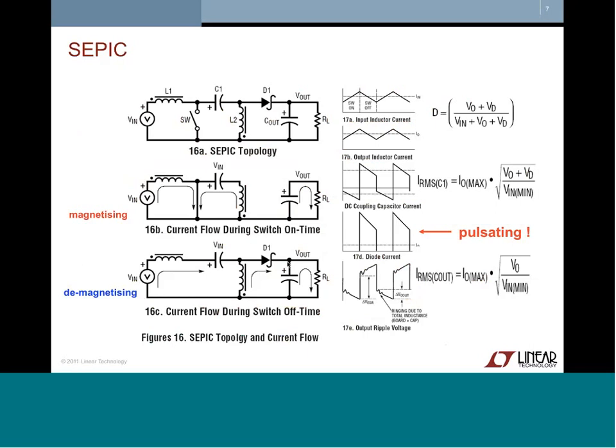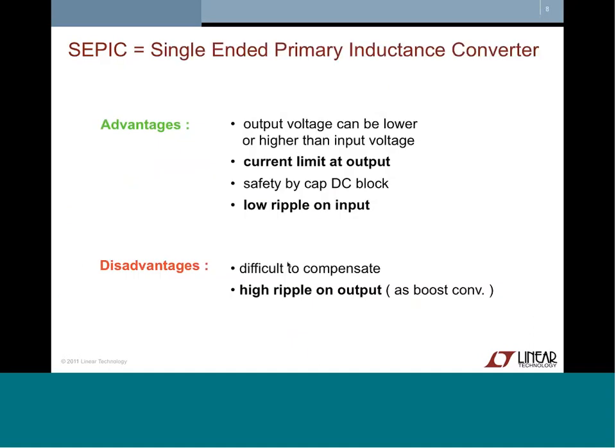We can observe a lot of current pulses through the diodes. With the advantages, we can speak about safety, because thanks to the capacitor and the configuration between input and output, we have short circuit protection. SEPIC also has low ripple on outputs, and current limit on input and current limit on output. With the disadvantages, we have to call high ripple on the output.